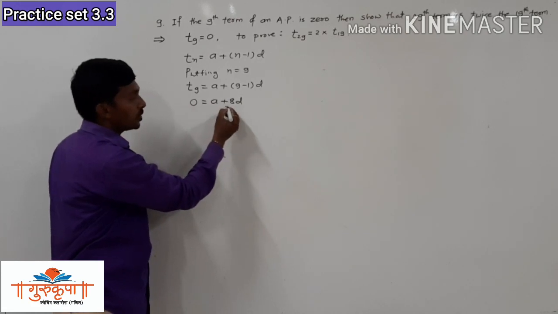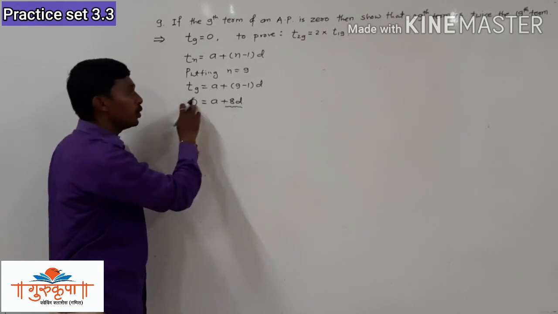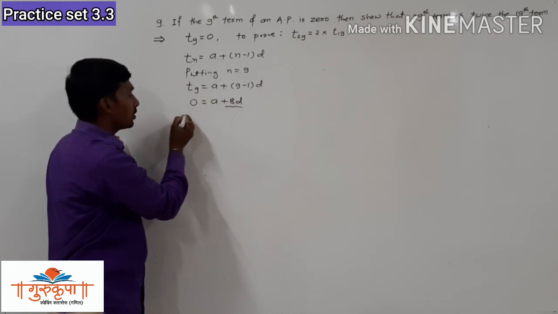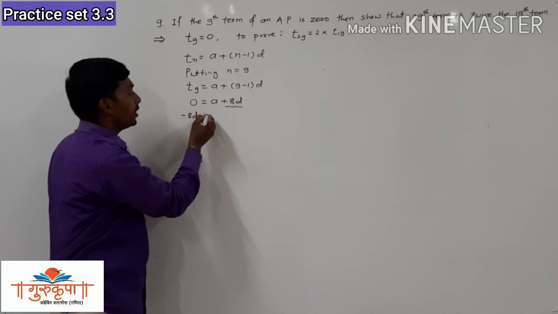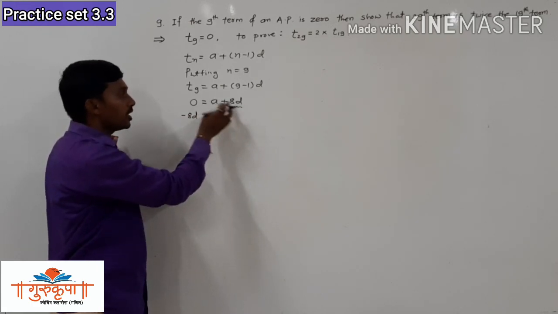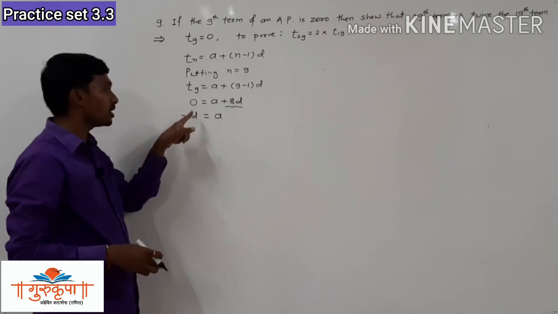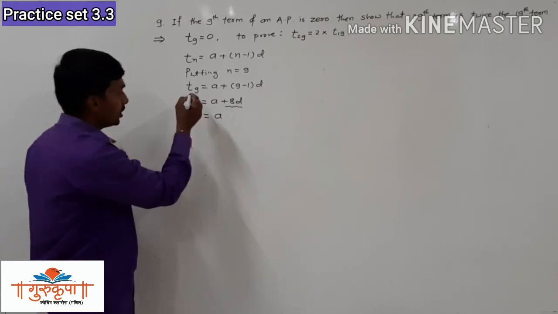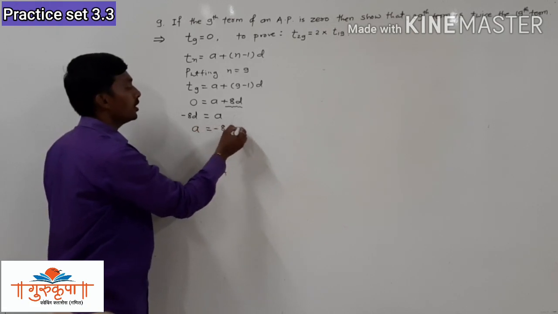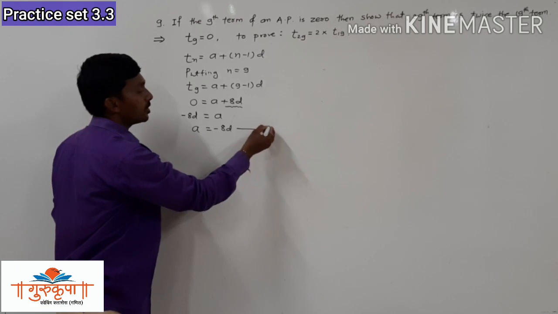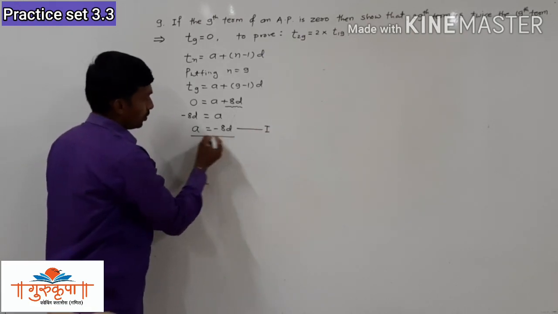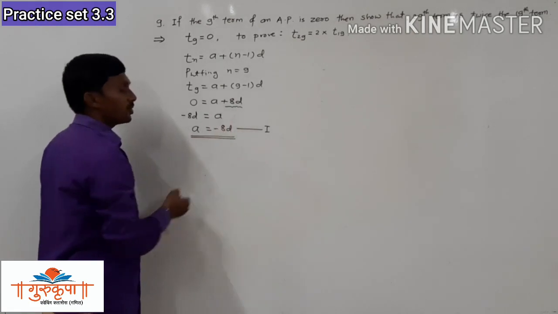Now if we transfer this 8d to the left side, we will get the value of a. a remains as it is, and plus 8d transferred to the other side gives 0 minus 8d, that is minus 8d. Simply you can write this as a is equal to minus 8d. Represent it as equation 1.